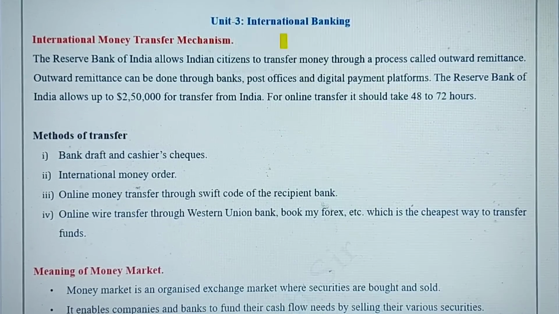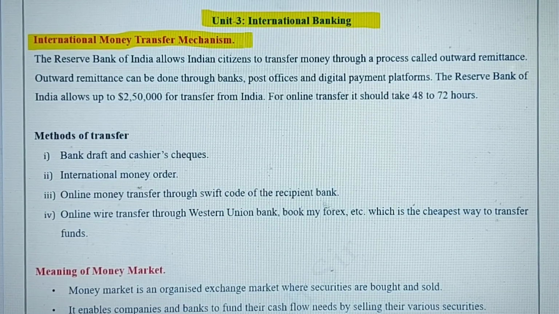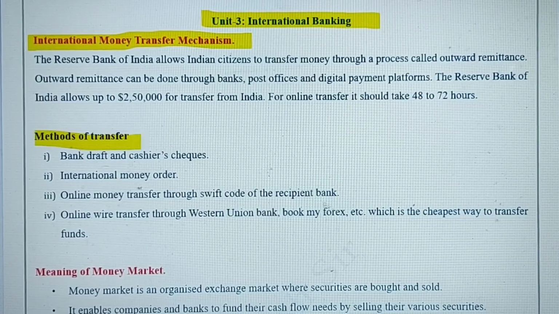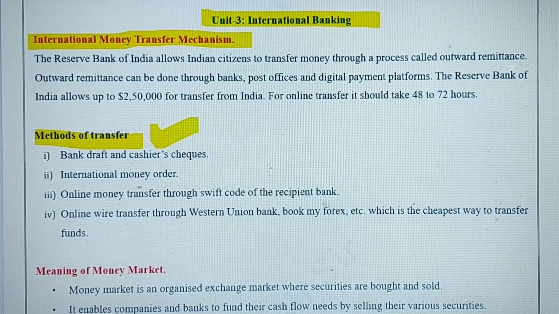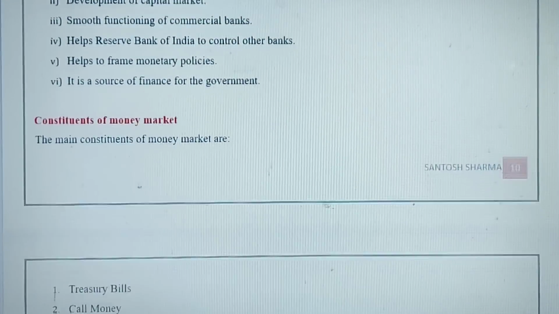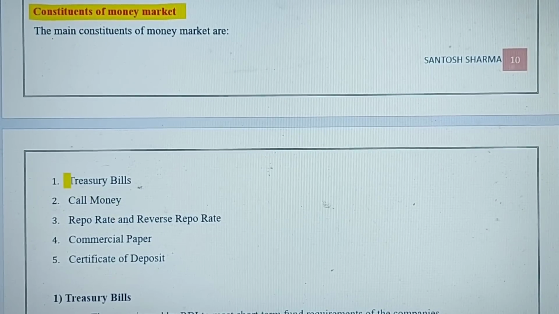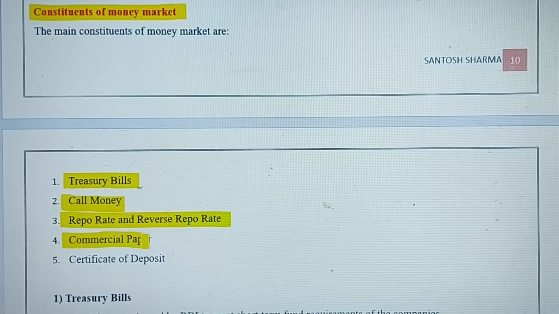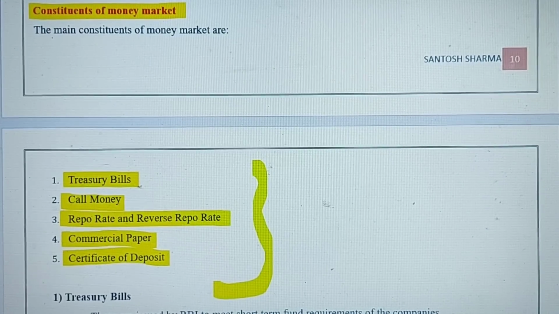Now in Unit 3 we have international banking, and here, what is the international banking transfer mechanism, how the money is transferred. This question on the methods of transfer comes quite a lot of times. You should also revise the meaning of money market and its significance, and the main constituents of money market. This question is very important: treasury bills, then call money, repo rate and reverse repo rate, then commercial paper and certificate of deposits. You need to explain all these instruments in detail.